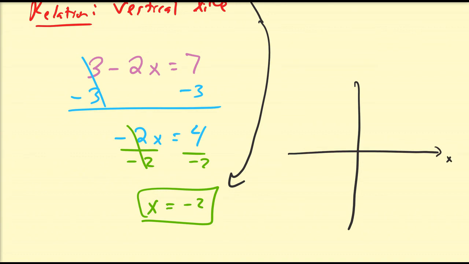So let this be the x-axis and this be the y-axis. And let's draw negative 2 here. So this is going to be the graph of my relation R, where this point right here is (-2, 0).